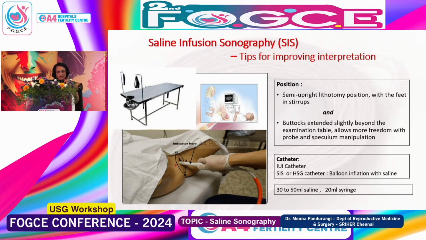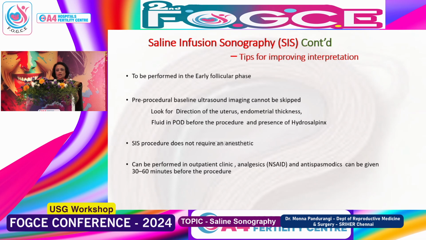IUI catheter is enough. Usually it gives good distension unless she is a multiparous patient where there is a leak, where we may have to use an HSG catheter or a small 8 French Foley's can also be used. 30 to 50 ml of saline is enough, but a 20 ml syringe is usually used for that. To be performed in the early phase, otherwise the thick endometrium of the luteal phase may appear like a polyp.